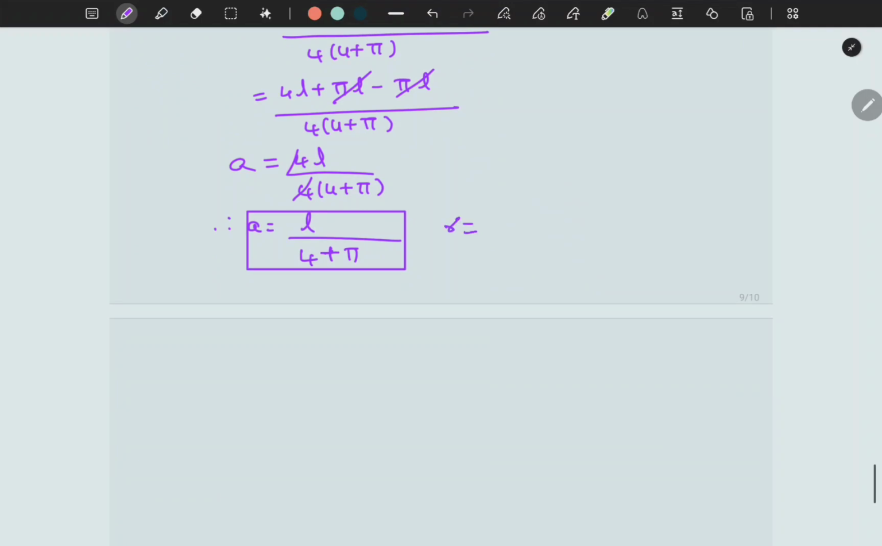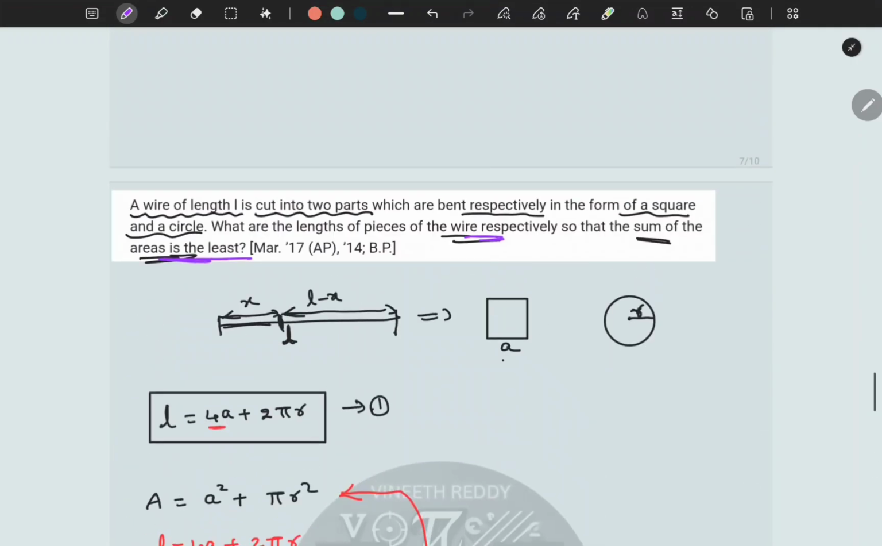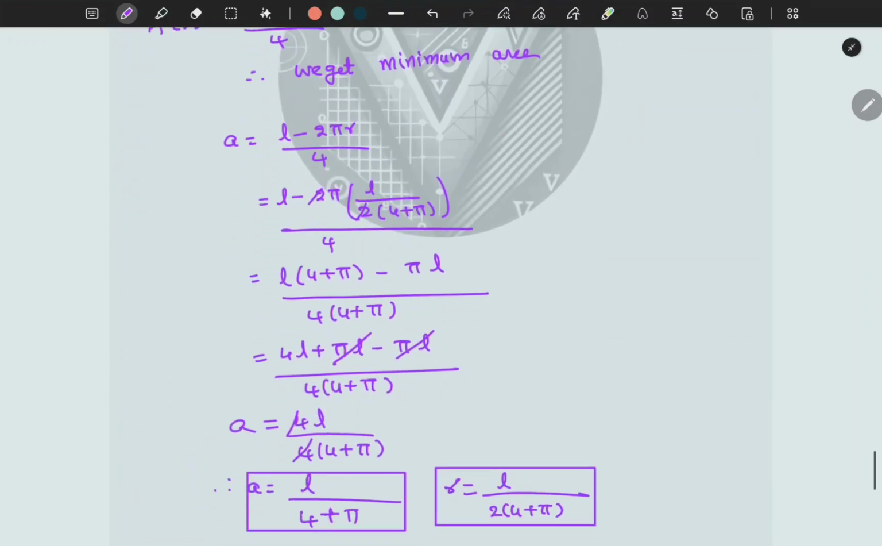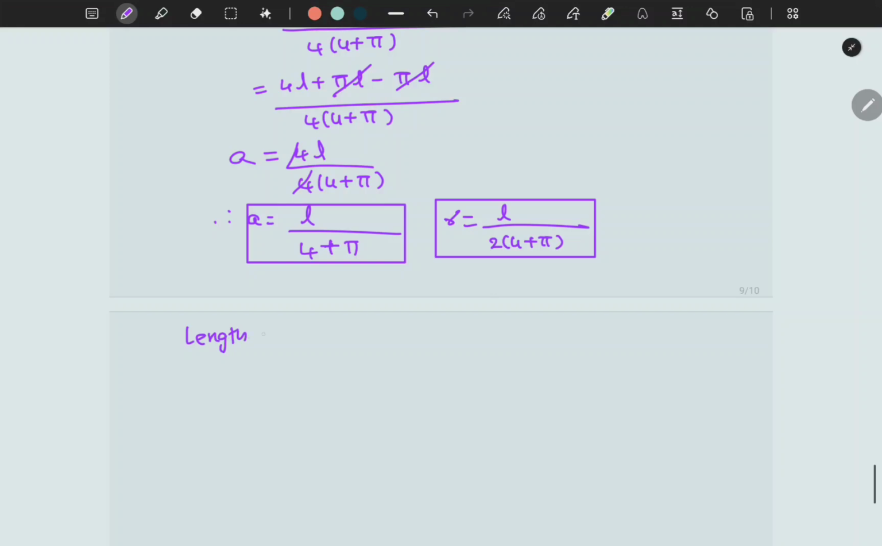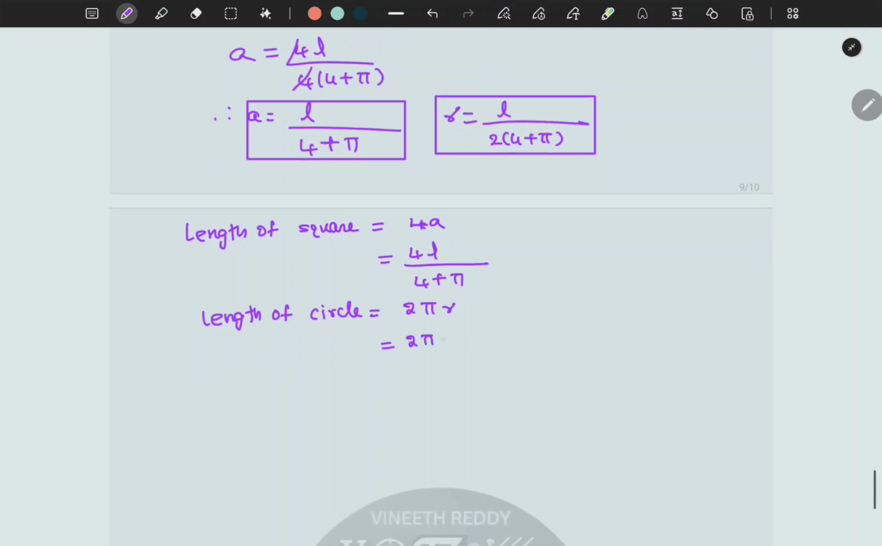And R is equal to half of this, L divided by 2 times (4 plus pi), right? So he's asking us to find the lengths of the pieces of the wire. So we need to find the length of the pieces. The length of the square is 4A, that should be 4L by (4 plus pi), and the length of the circle, that means the perimeter, should be 2 pi R. So that should be 2 pi into R, which is pi L divided by (4 plus pi).